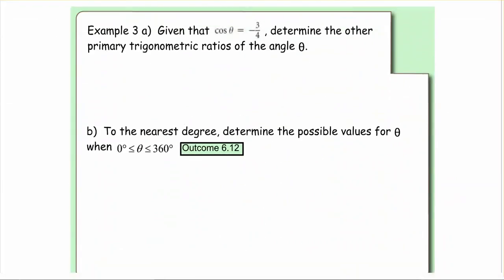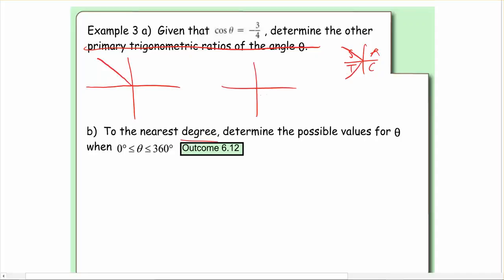All right, last example. It says given that cosine theta is equal to negative 3 over 4, determine the other primary trigonometric ratios of the angle theta. Let's cross that one off. Let's just do this and then figure out the degree. First, let's just sketch it. I'm going to do a rough sketch. Negative 3 over 4. Well, cosine, remember, you can remember this with CAST. Cosine is going to be negative over here and over here. So I'm going to have one drawing over there and another sketch down here.